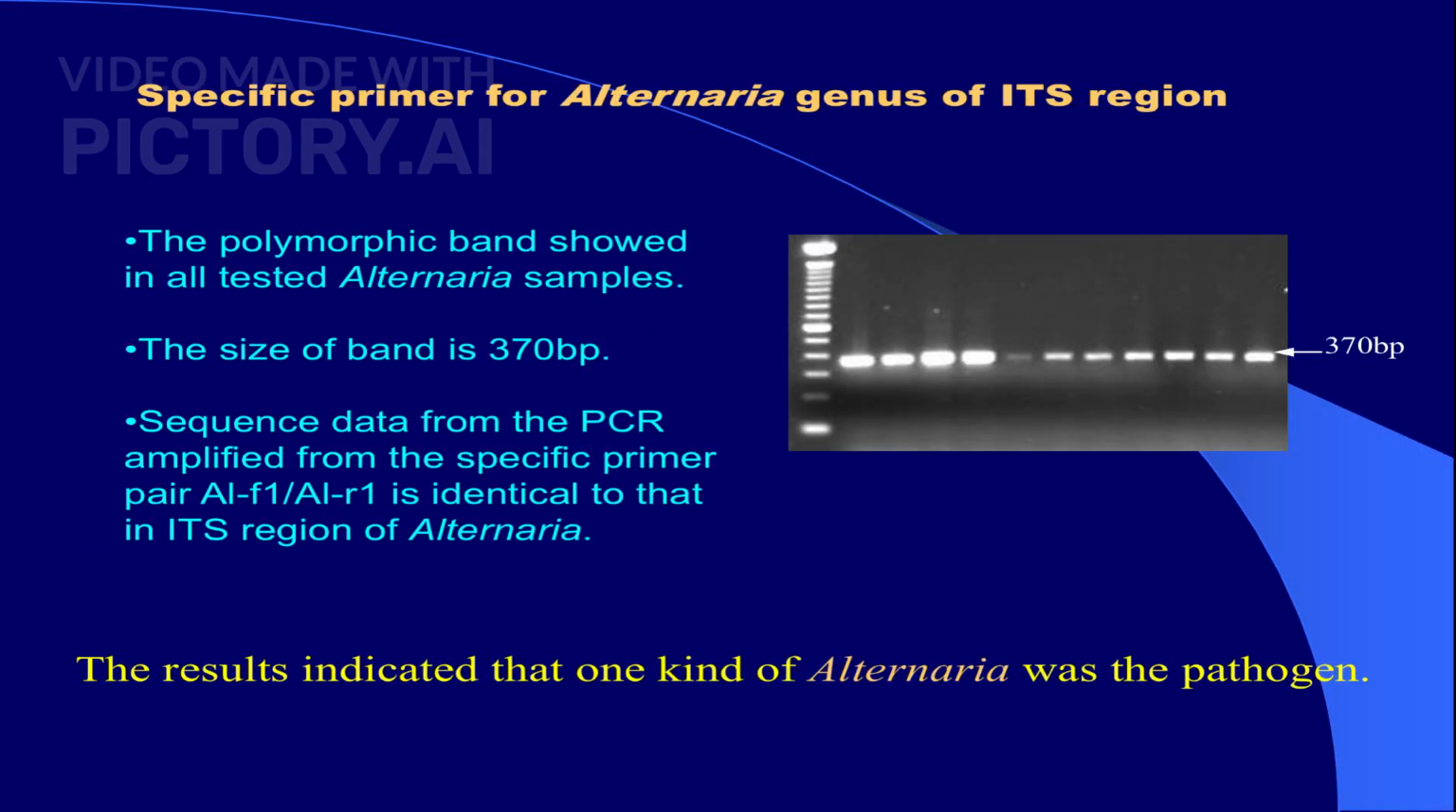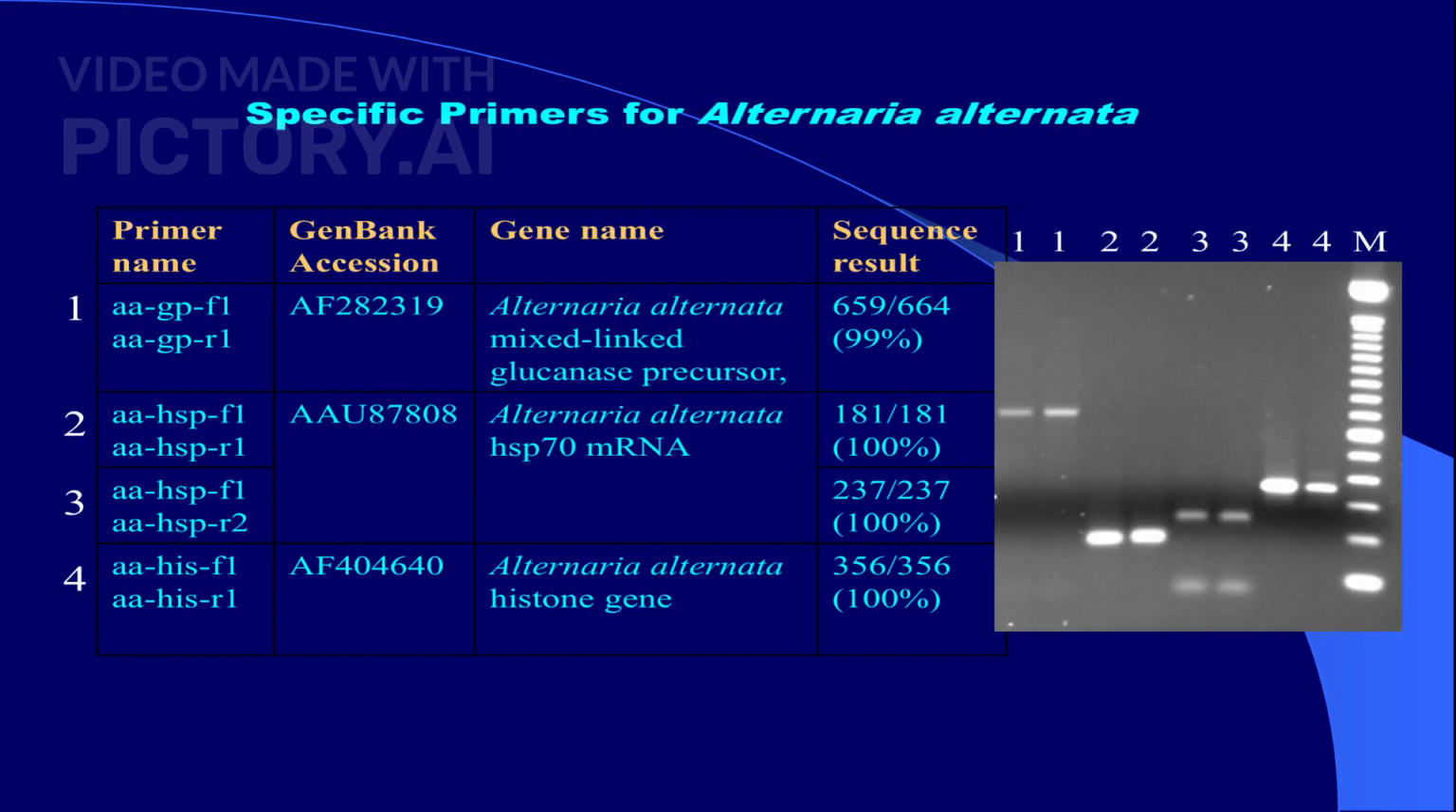Our analysis identified a specific primer for the Alternaria genus within the ITS region. The polymorphic band observed in all samples indicates that Alternaria is the pathogen, with a band size of 370 BP confirming its presence. We have identified specific primers for Alternaria alternata, with successful amplification results across various gene sequences. This confirms Alternaria alternata as a pathogen in lilac leaf blight disease.